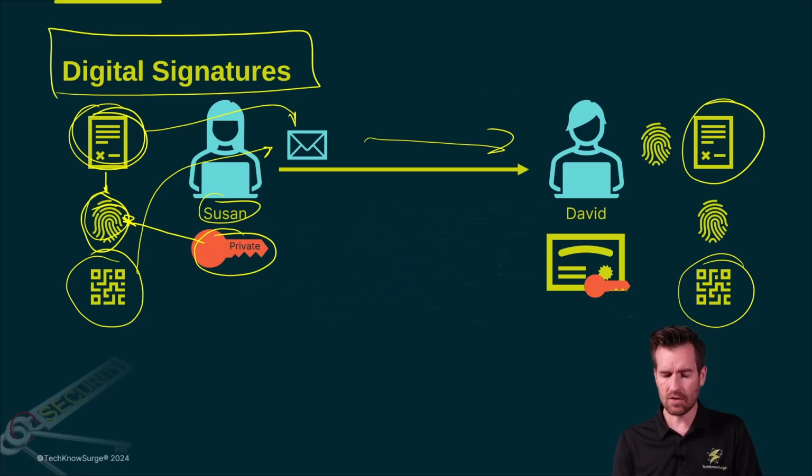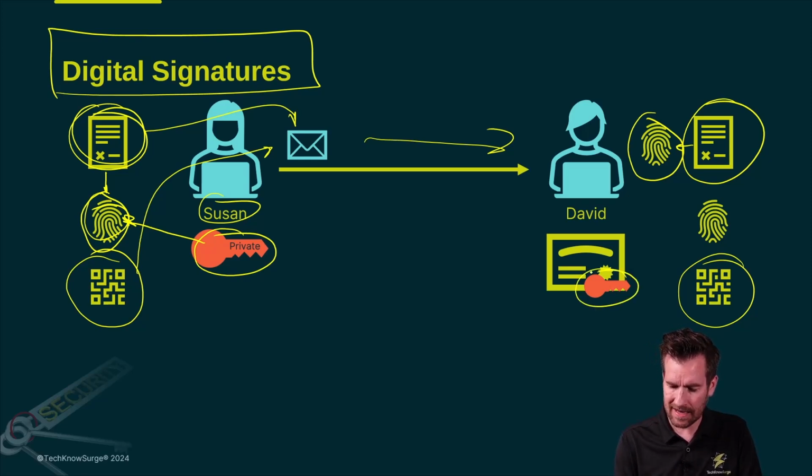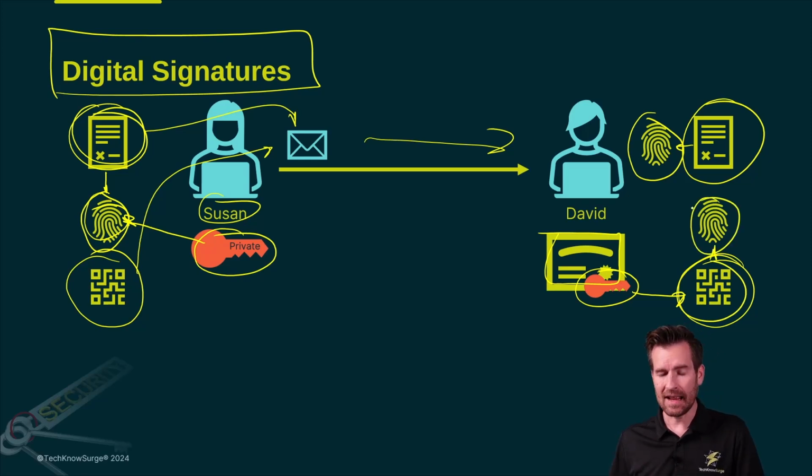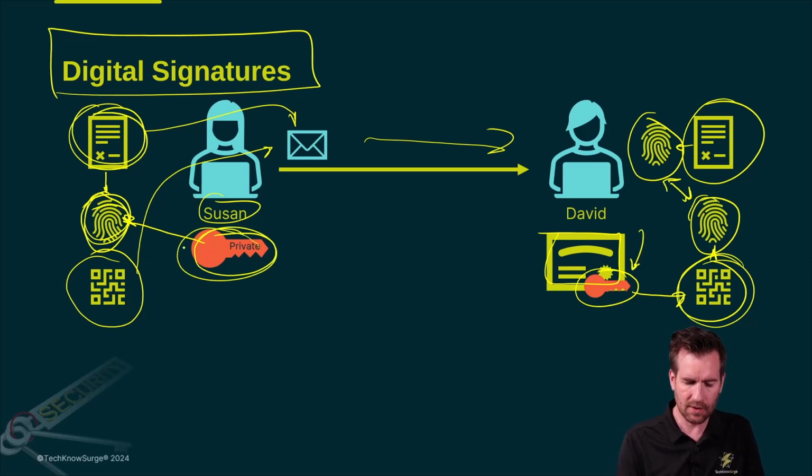Now David has the document, and he also has that encrypted hash. He can run the same hashing algorithm to figure out what that fingerprint should look like. He can also take the public key that's part of this certificate that's already been validated through public key infrastructure, and he can decrypt this hash to get the fingerprint that Susan figured out. If these two fingerprints match, then he knows that this public key that's already been validated comes from the proper private key and that everything lines up.